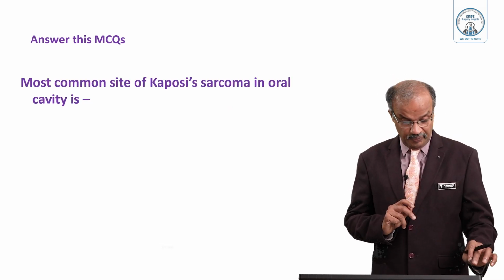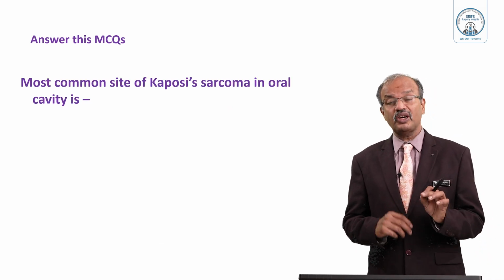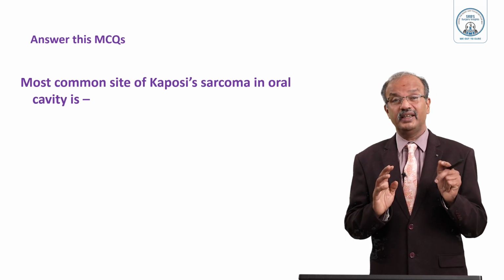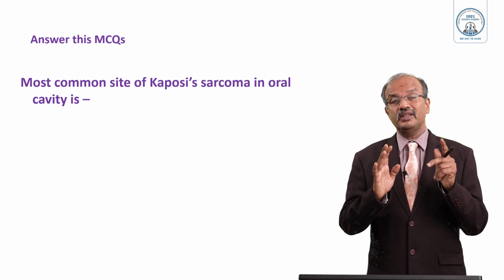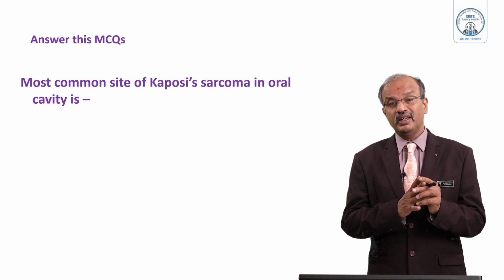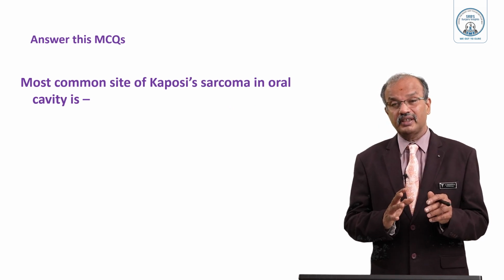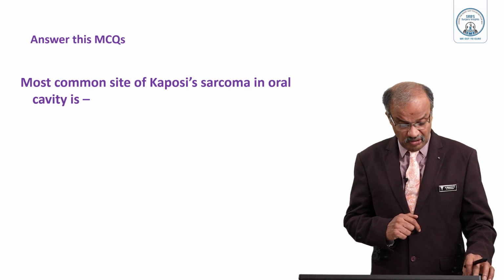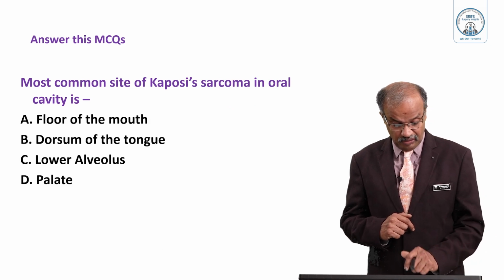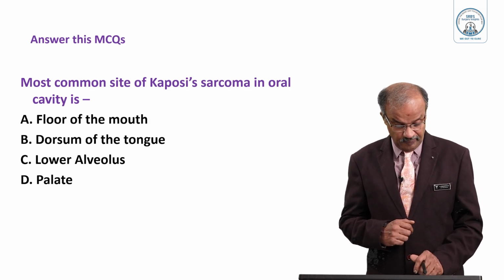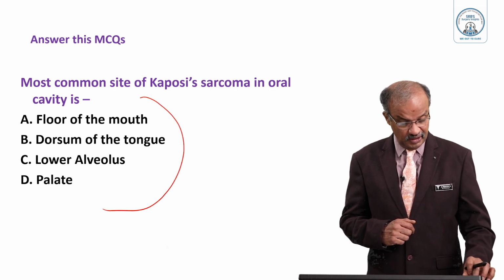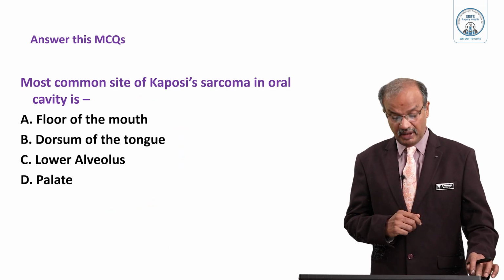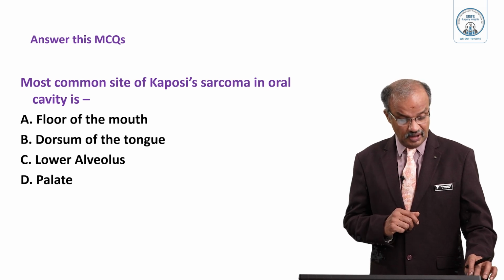Answer this MCQ: the most common site of Kaposi sarcoma in the oral cavity. It is rare, but becoming common because of the incidence of AIDS and HIV, and it is common in HIV patients, Kaposi sarcoma in the oral cavity. So what is the common site? The floor of the mouth, dorsum of the tongue, lower alveolus, or palate? So find out the right answer and put it in the comments. Then eventually I will put the answer.